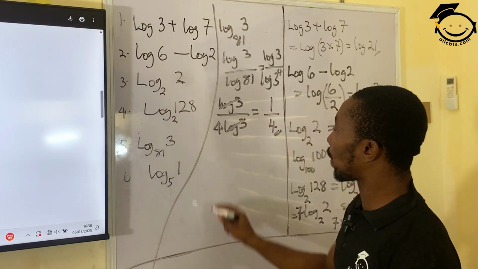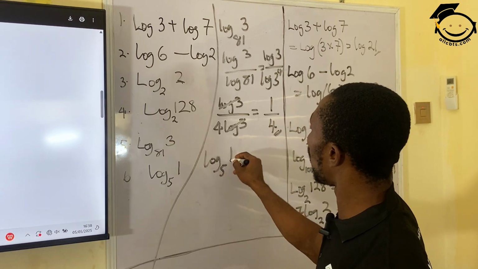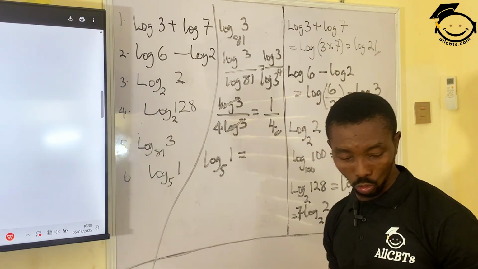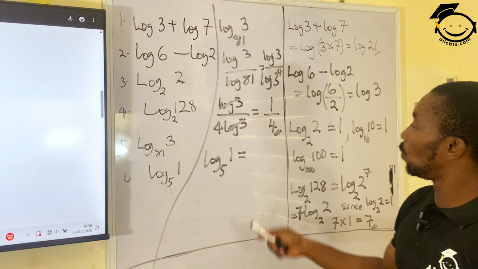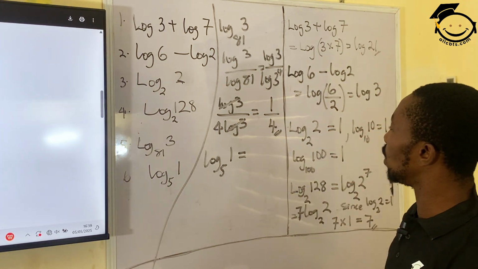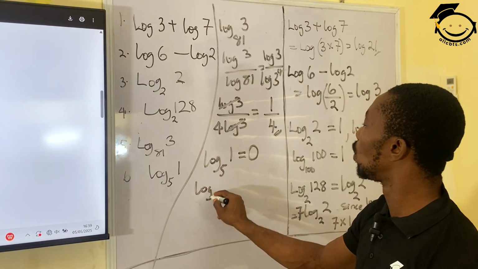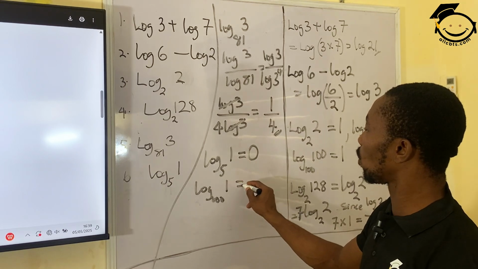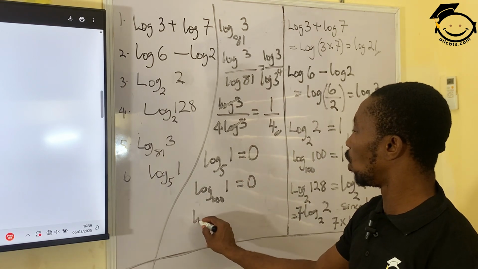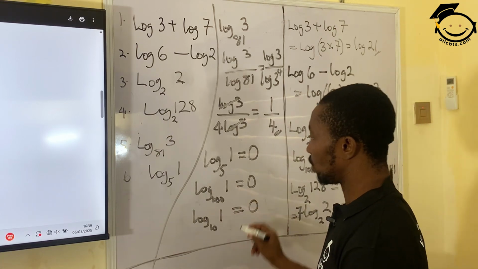Now to our last question, which is log base 5 of 1. It is important to note that the log of 1 to any base is equal to 0. That means if we have log 100 of 1, it equals 0. Log 10 of 1 equals 0.